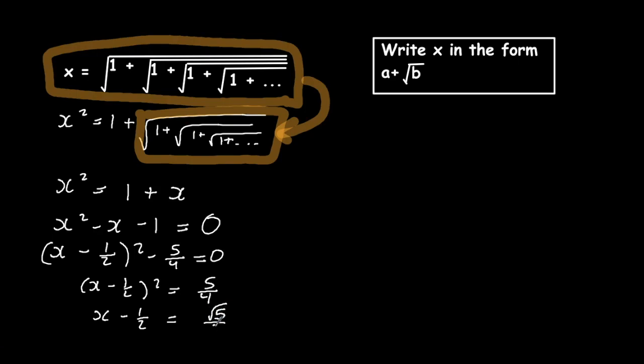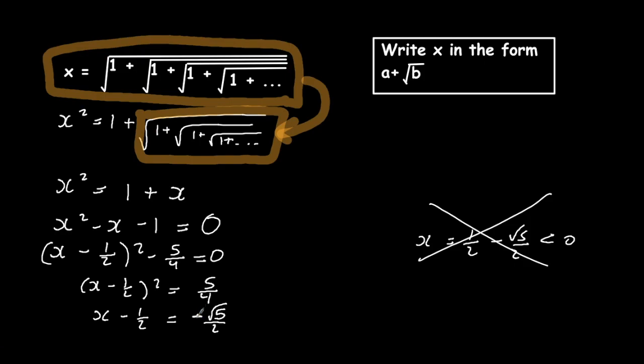x minus a half is equal to root 5 over 2, plus or minus. Well, if I had a minus here, when I bring the half over, I'm going to get x is equal to a half minus root 5 over 2, which is less than 0. Now, if I'm adding positive numbers together, 1 plus root 1 plus root 1 plus root 1 plus root 1, it can't be negative, so it cannot be this. And this happened because I squared both sides, so weird things again happen when you square both sides of an equation, so we must ignore this solution.